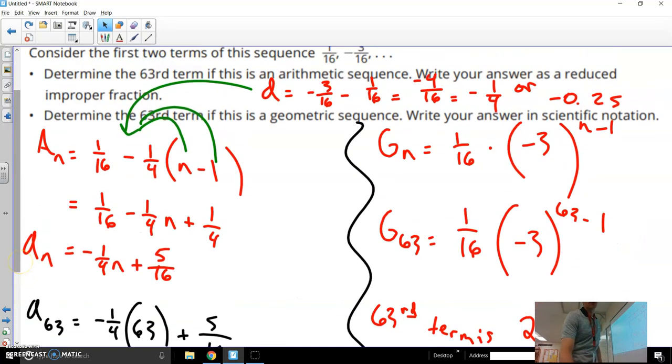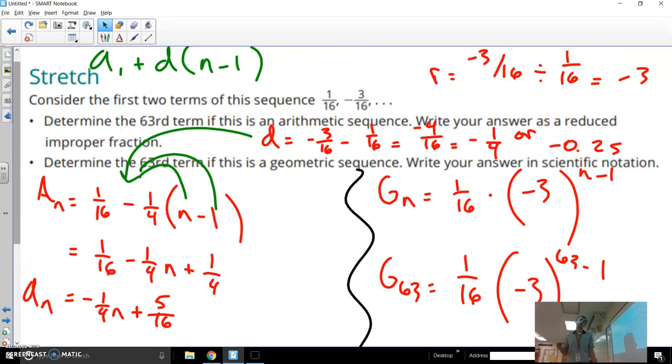The second part kind of asks, well, what if you were asked to find the 63rd term, knowing that it was a geometric sequence? From last night's homework, we talked about how given just two numbers, you really can't tell if it's arithmetic or geometric. So in this question, they're kind of having you explore both possibilities.